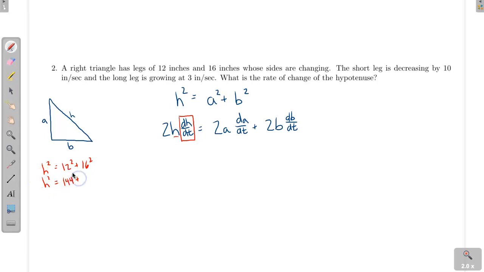What is 16 squared? That one I don't have memorized. 256, that's my guess. It is 256. We add those two together. We have 400. Take the square root, H is 20. Right, so at this exact moment, when these are the sides of my right triangle, the hypotenuse is 20.